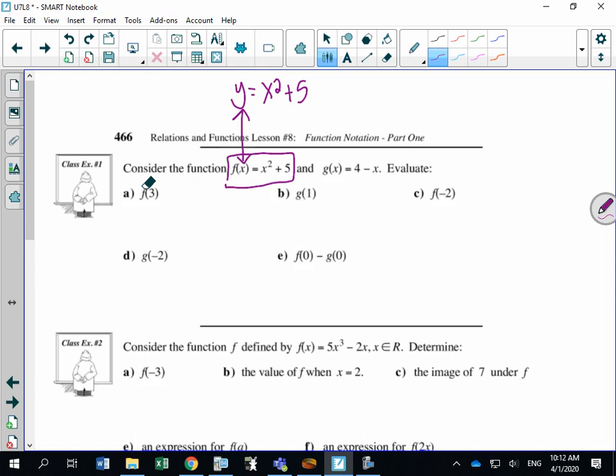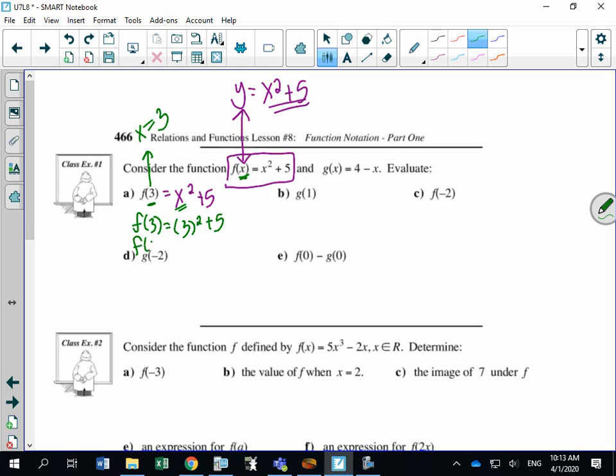Now, how I would read this is f of 3, right? So first thing I'm going to do is put in the equation, and it was x squared plus 5. In the bracket, you have to remember that if it's in a bracket, that is x. So this 3 is, they want you to input when x is 3. So you say, okay, no problem. f of 3, when x is 3, wherever I see an x value, I'm going to put in a 3. So 3 squared plus 5.